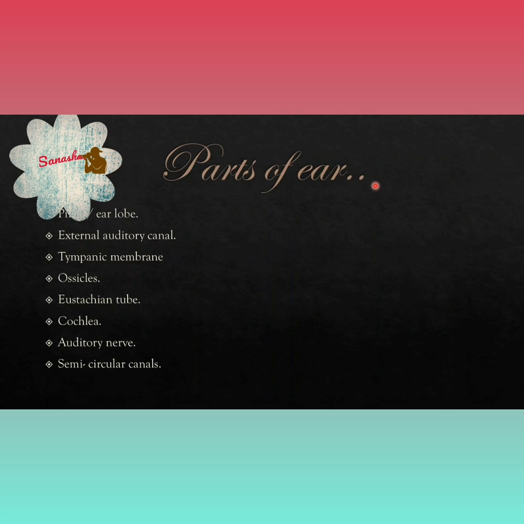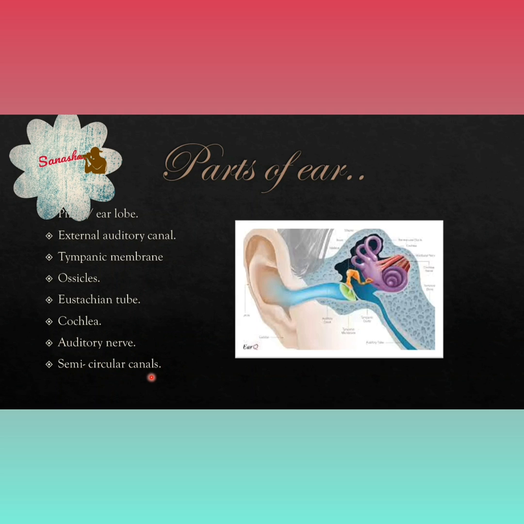And parts of the ear. Our ear mainly consists of 9 parts. I have written each and every part here. First one is pinna or earlobe. These 2 names are similar. Second one is external auditory canal. And the third one is tympanic membranes. Fourth one is oculus. Fifth one is eustachian tube. Sixth one is cochlea. Seventh one is auditory nerve, and the last one is semicircular canal. So these are the parts of an ear.